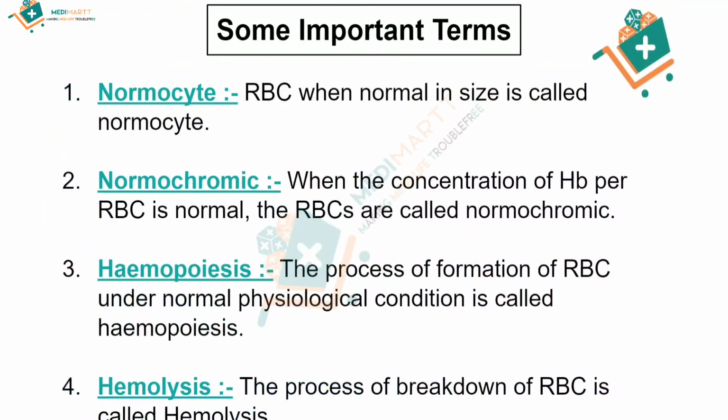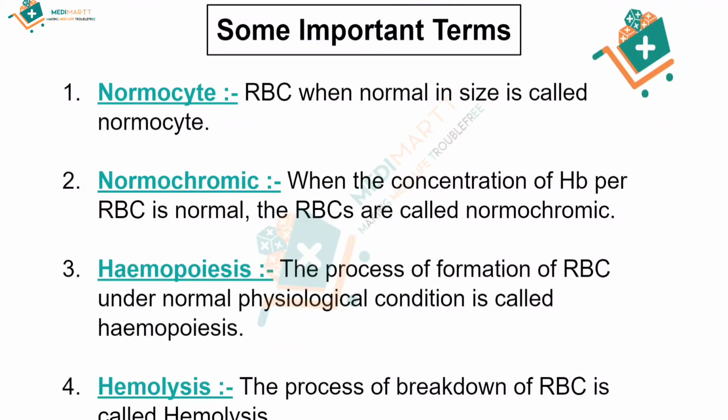These were the five. Then there are some important terms you have to remember, like normocyte. What is normocyte? It is in the name itself: normo means normal. So an RBC normal in size is called a normocyte. Now what is normochromic? Same, normo means normal. When the concentration of hemoglobin per RBC is normal, the RBCs are called normochromic.